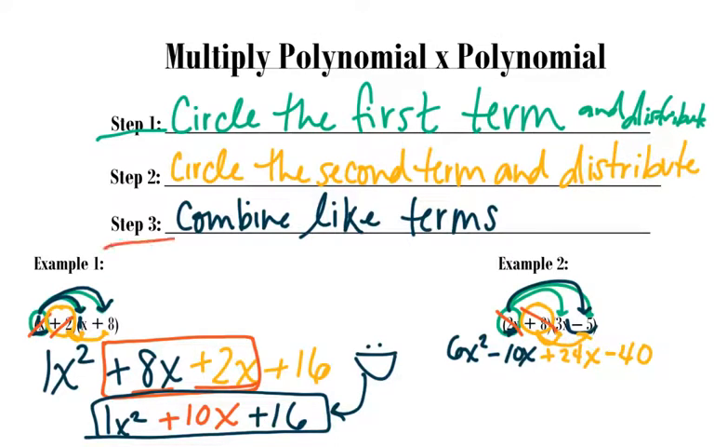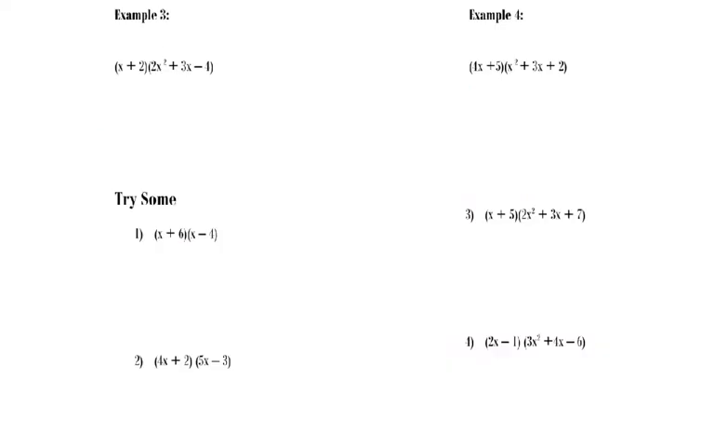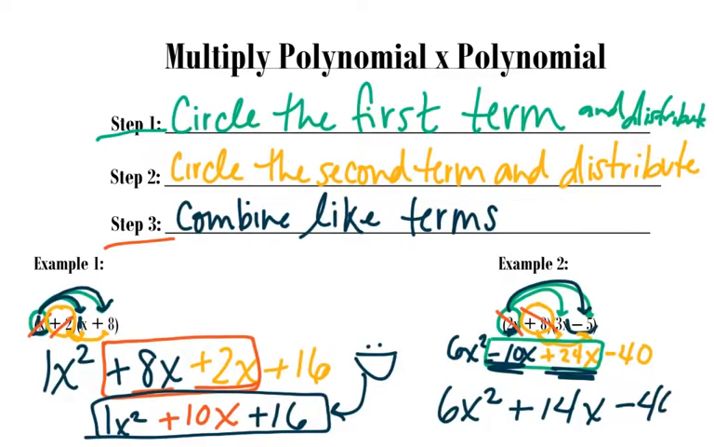But step 3, we can't forget about step 3. The like terms are the numbers that have the same variable. So negative 10x and 24x are like terms because they both have an x. So my final answer is 6x squared. Negative 10 plus 24 is a positive 14x. And then there's a minus 40. Minus 40 in the back. Okay? Distribute and get your answer.